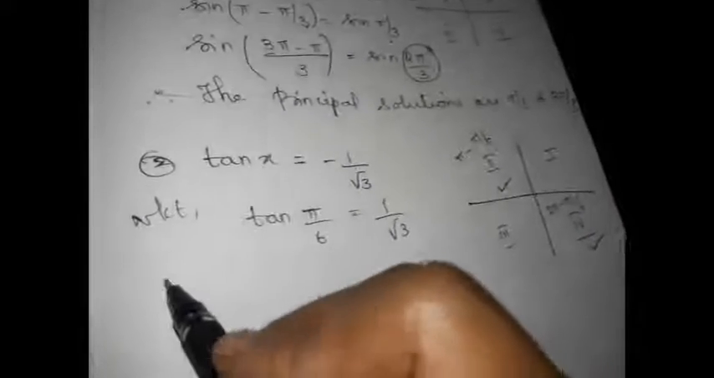Because this is full angle is 2 pi and it lies in the fourth quadrant, so it can be written as 2 pi minus pi by 6. So that's it, we found the answer. How can we do this?